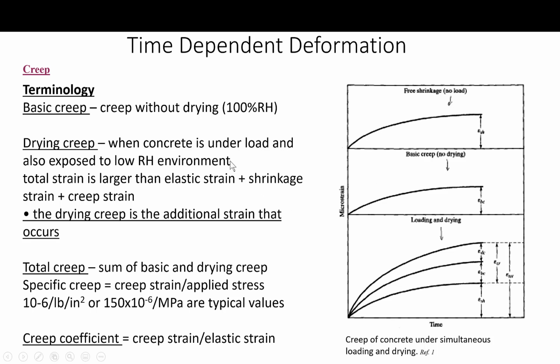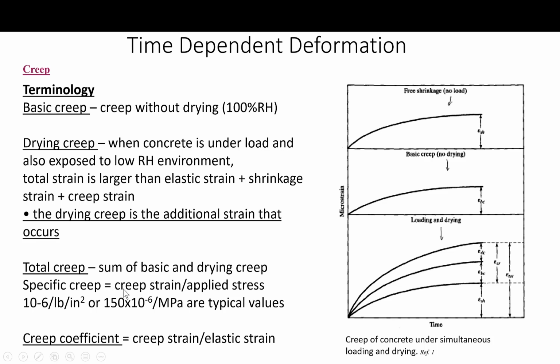We have drying creep, when concrete is under load and also exposed to a low relative humidity environment. The total strain is larger than what we account for by the elastic strain, shrinkage strain, and creep strain. The drying creep is the additional strain that occurs in addition to those properties. The total creep is the sum of the basic and the drying creep.